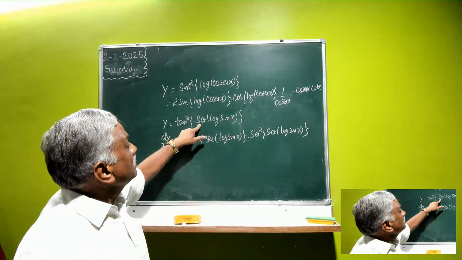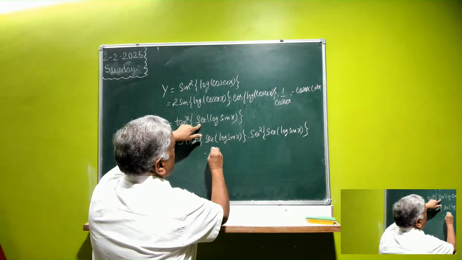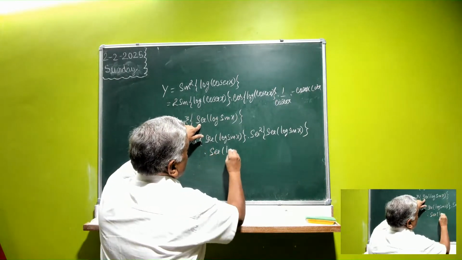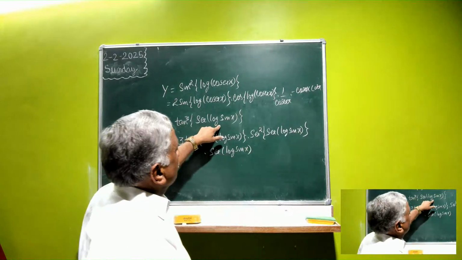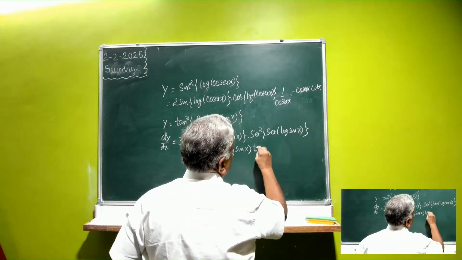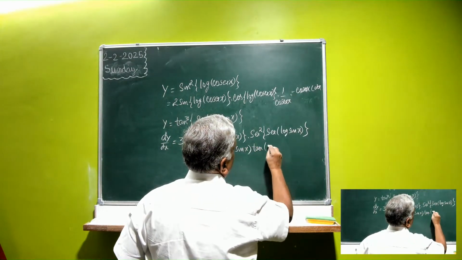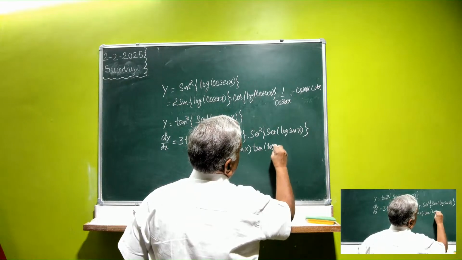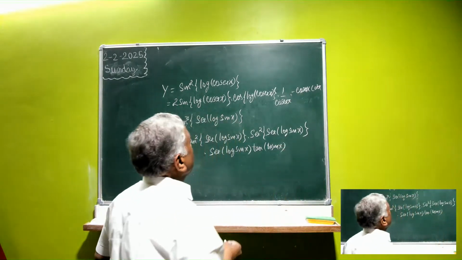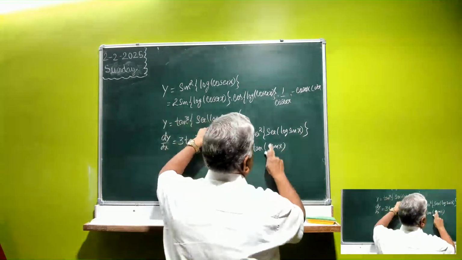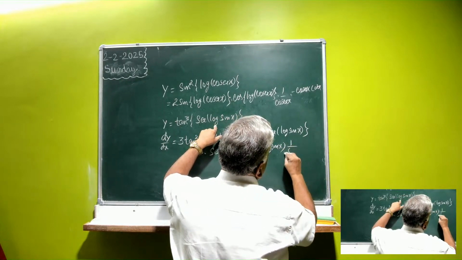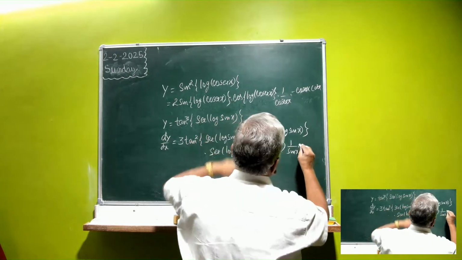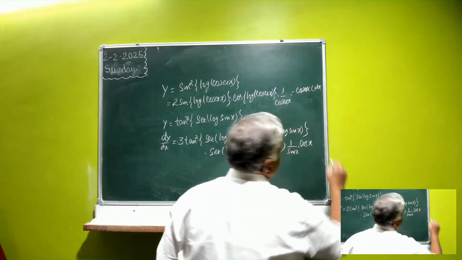Now I should differentiate secant. Secant x is secant x tan x. Differentiate secant x, it is secant x tan x. Now I should differentiate log. This is log sin x. Log is 1 over sin x. Then I should differentiate sin x.